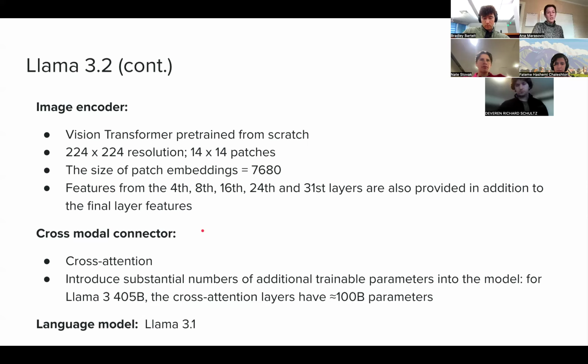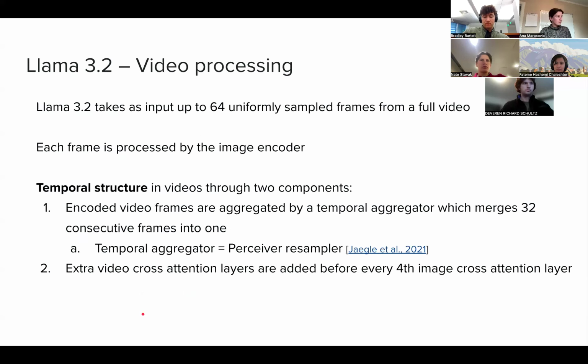And one thing to remember here is this information that they provide, which says that introducing this cross-attention introduces a substantial number of parameters into the model. They say for their largest model, which is of size 405 billion, the cross-attention layers account for a quarter of those parameters, so almost 100 billion parameters, which is a lot. It's a huge number. And for their language model, they are using Llama 3.1.